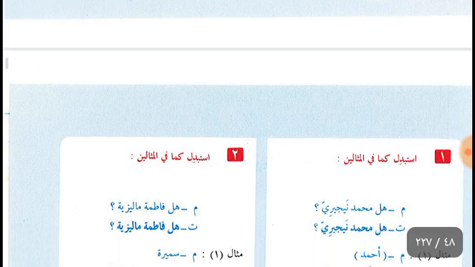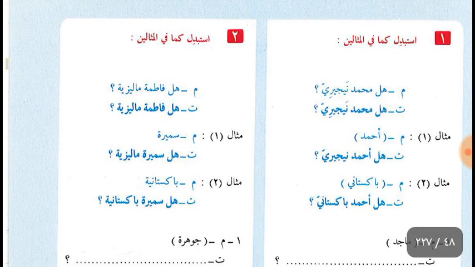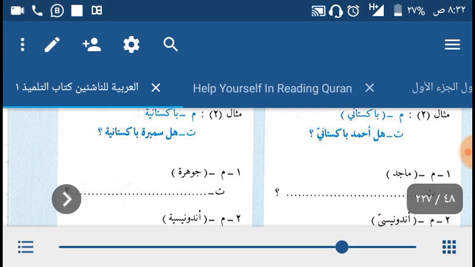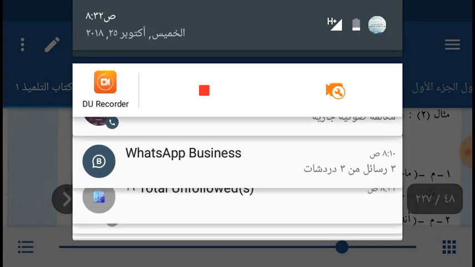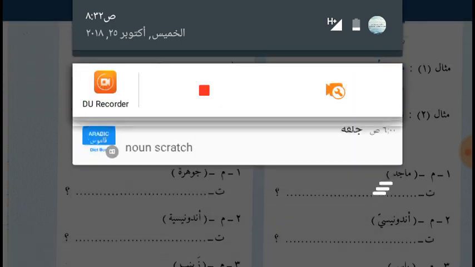Okay. Then we have the instruction: substitute as in the example. Read the examples. Is Muhammad Nigerian? Is Fatima, no, no, is Ahmad Nigerian? That is the second question. Here we have two questions on this page.